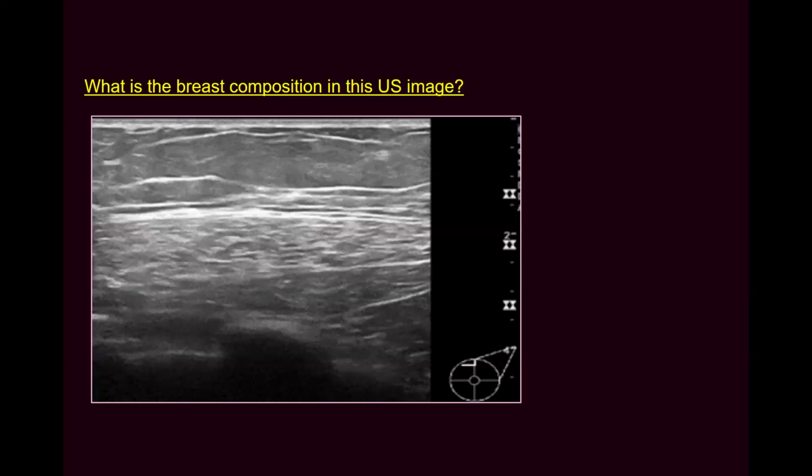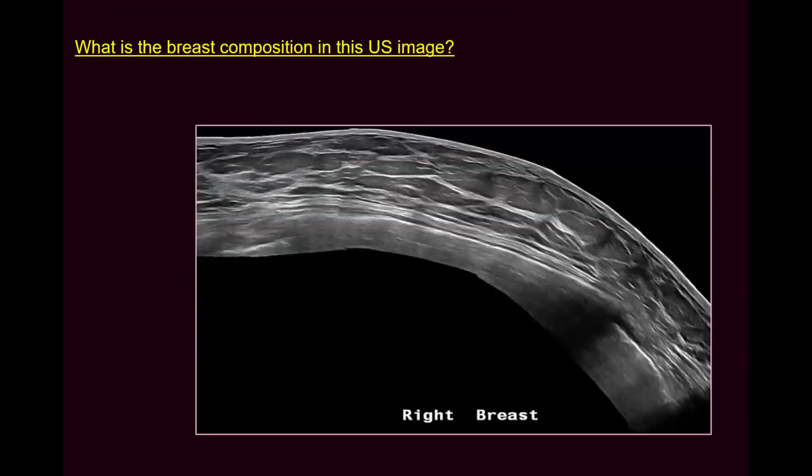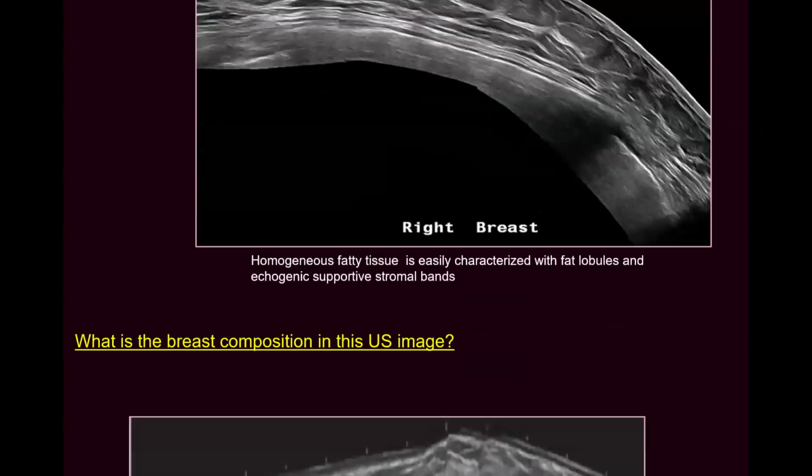What is this structure? This is the pectoral muscle, pectoralis. Excellent. Why does it look like that? It has a striated appearance because there are fat involutions, you see. The fat involutions make it like that. And this? Homogeneous background echotexture, fatty. Fatty, excellent. Here?